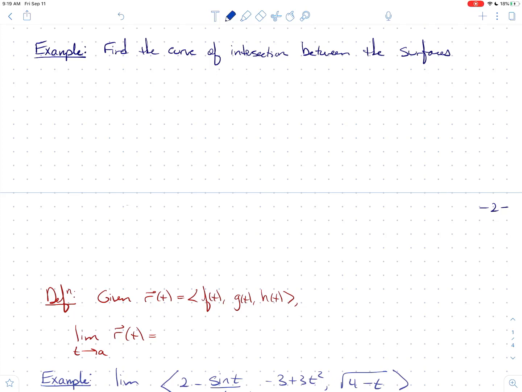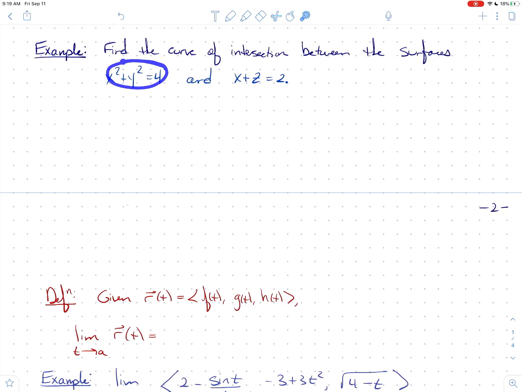All right, so next example, we're going to find the curve of intersection between the surfaces x squared plus y squared equals 4 and x plus z equals 2. Now, you don't need to have a perfect graph of this in your mind, but you do need to recognize what kind of objects these are.